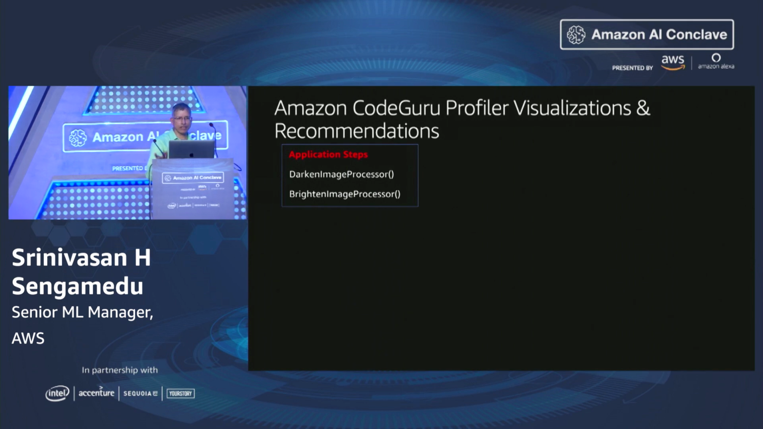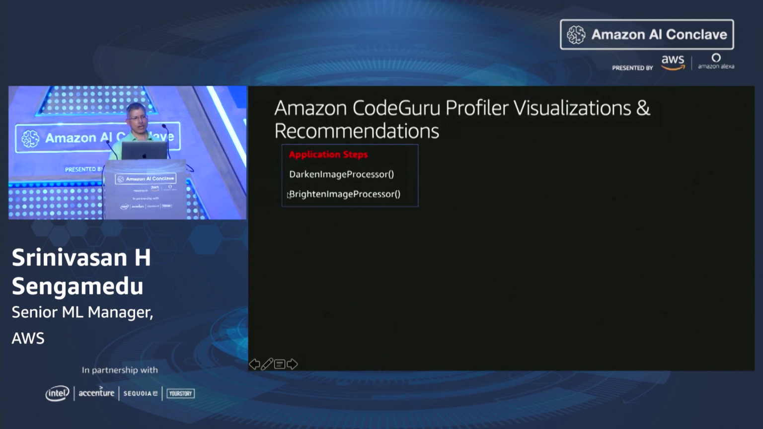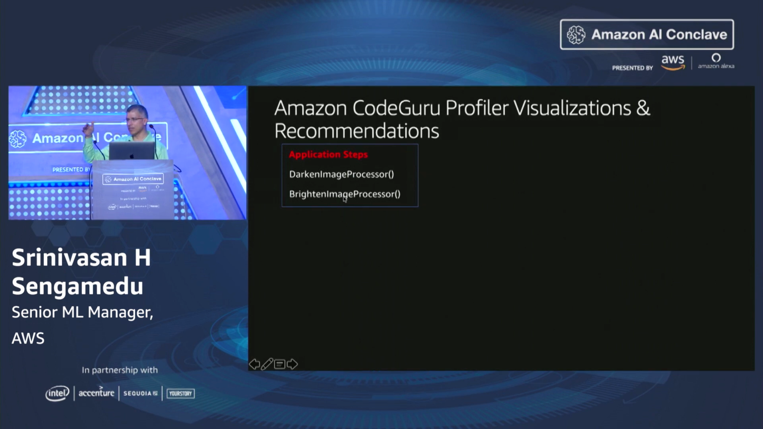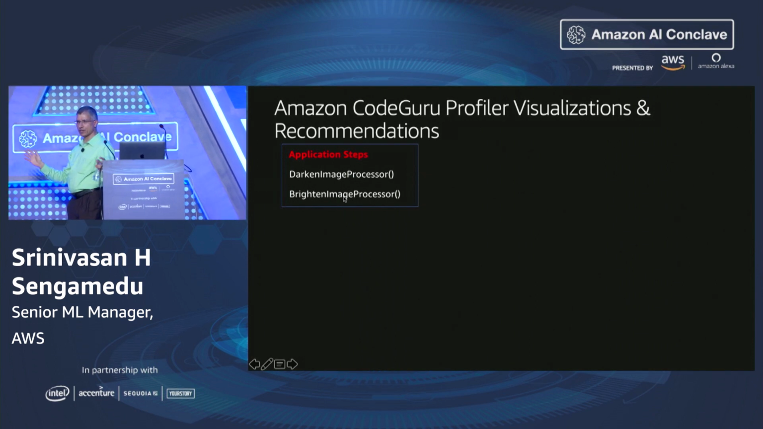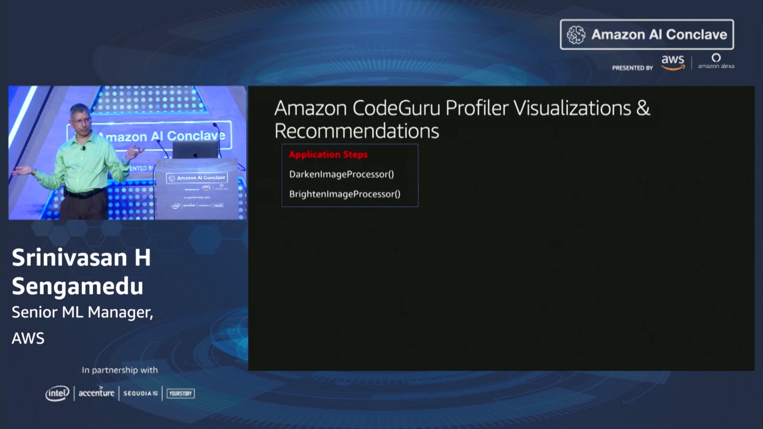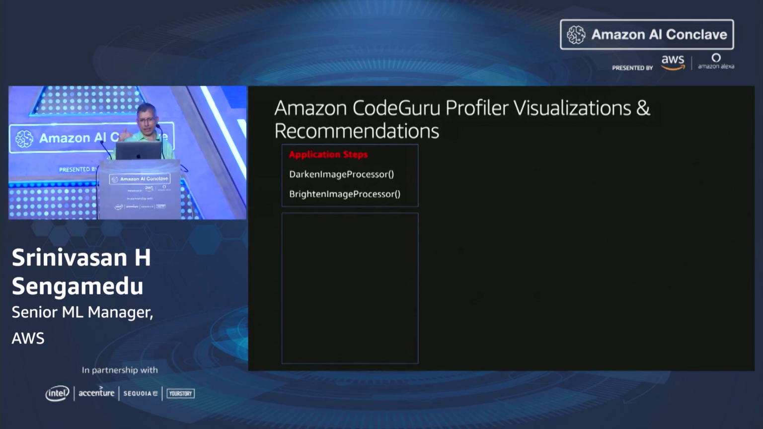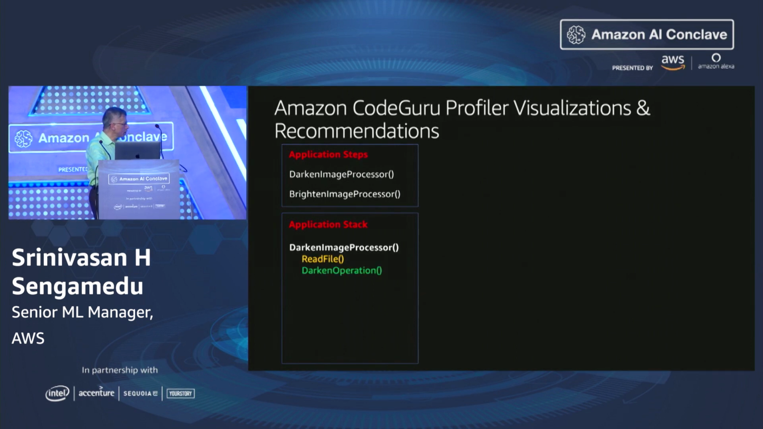So let's say that you have an image processing application which has two steps at a high level. Let's say it does darkening of the image and then brightening of the image. So your application has just two steps. And if you go deeper and look at the application stack, the darken image has multiple steps, like reading a file, doing the darken operation, and writing the results.